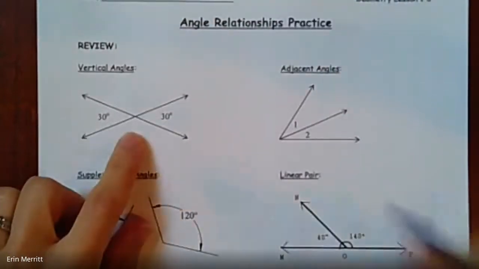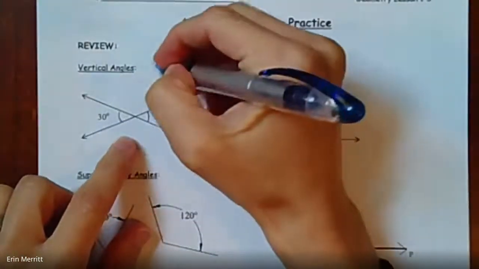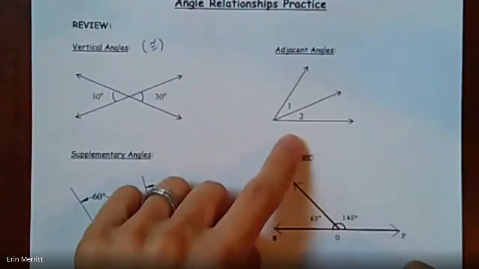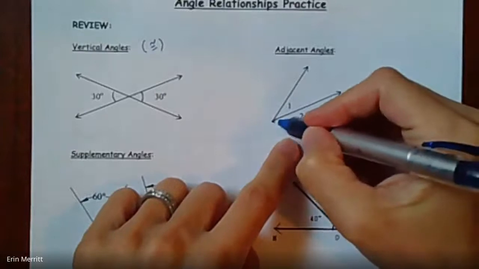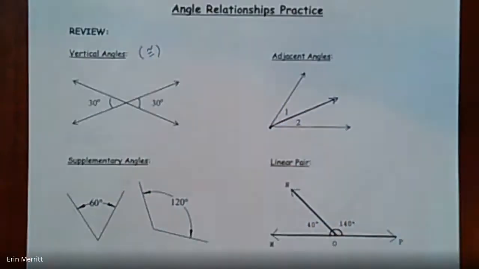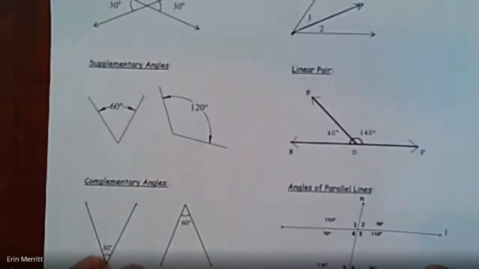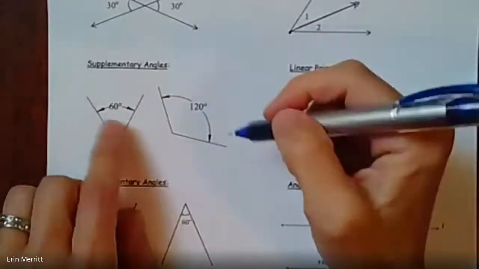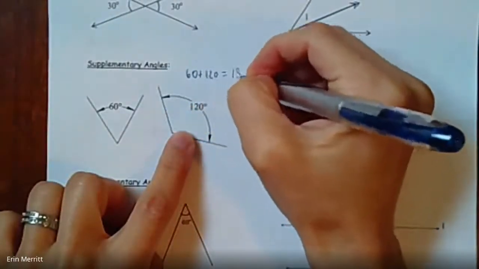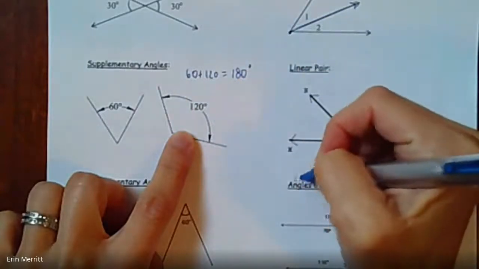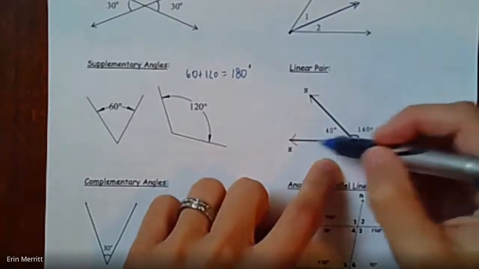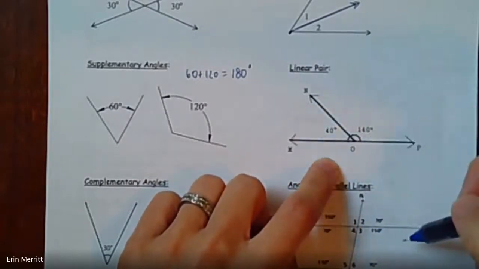The fact that vertical angles are simply equal to each other, or congruent. You can say it either way. Adjacent angles, it's just an example where they share the same vertex and they share a common side. Supplementary angles, that's just a particular example of supplementary. They add together. 60 plus 120 equals 180 degrees. A linear pair also are supplementary, but specifically they have to be drawn adjacent to one another.